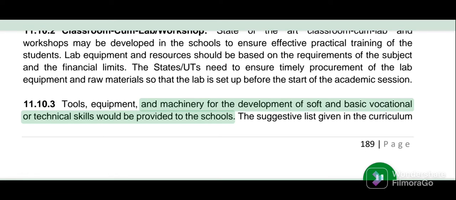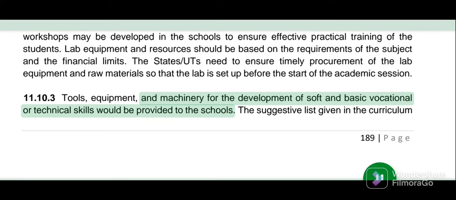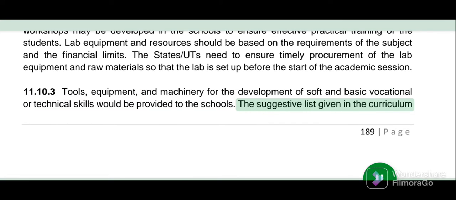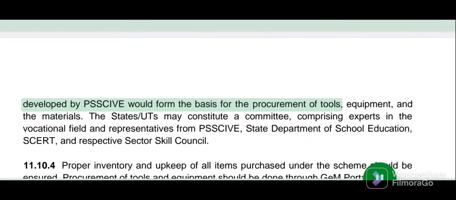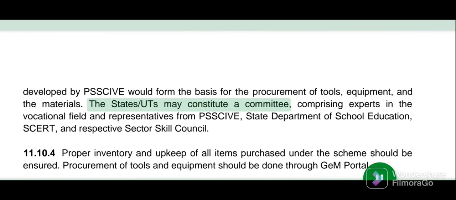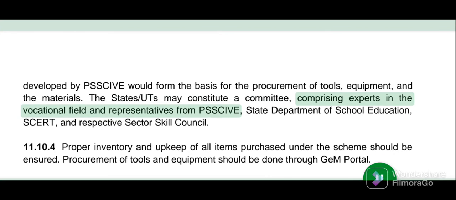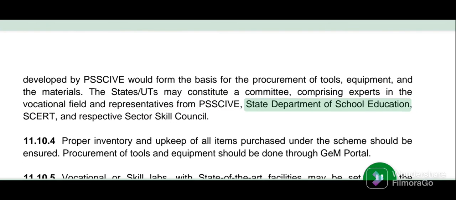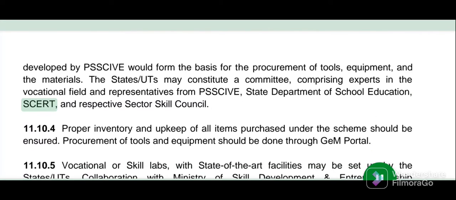11.10.3 Tools, equipment, and machinery for the development of soft and basic vocational or technical skills would be provided to the schools. The suggestive list given in the Curriculum, developed by PSSCIVE, would form the basis for the procurement of tools, equipment, and the materials. The states UTs may constitute a committee, comprising experts in the vocational field and representatives from PSSCIVE, State Department of School Education, SCERT, and respective sector skill council.